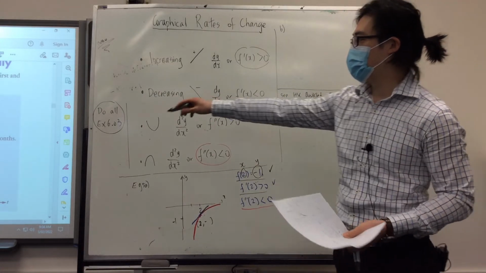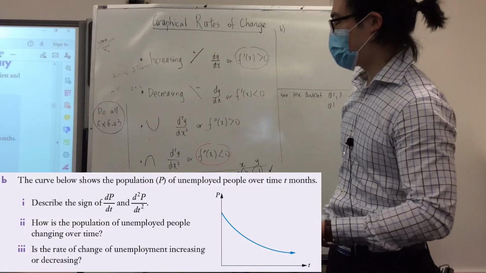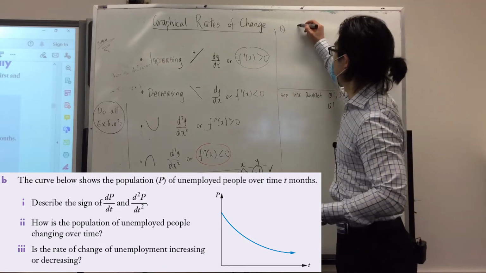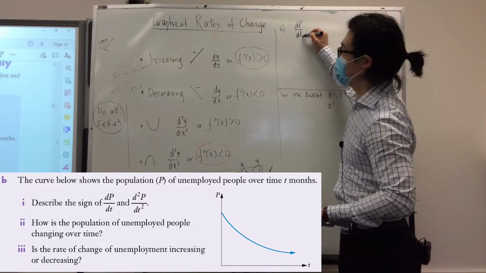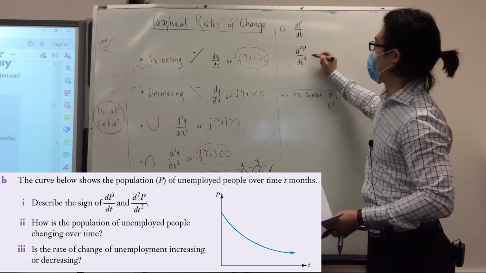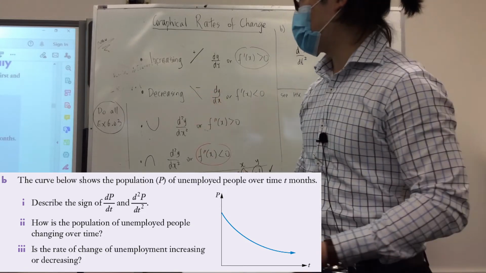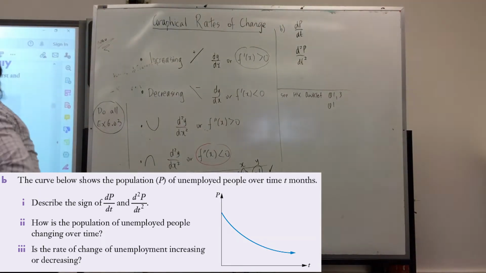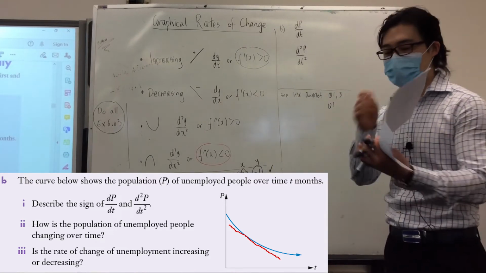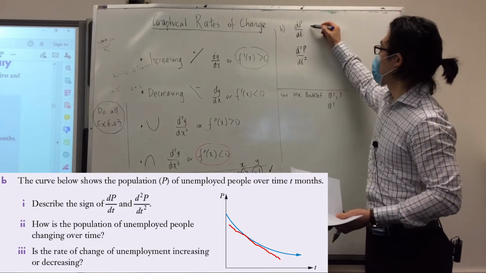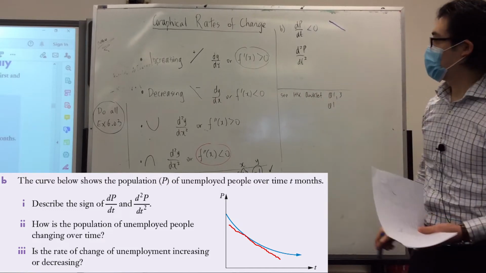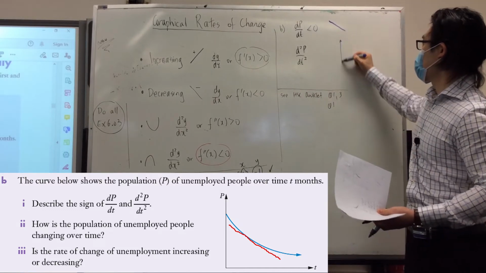So we're going to apply the same thing now, but we're going to go backwards. Let's have a look at example B, which you see over there with the graph. It says describe the sign of dP over dt and double differentiation of that graph. Okay, so from that graph, as we can see, if I drew a tangent, is that increasing or decreasing? It's going down, isn't it? So that means I know the gradient has to be less than 0, because it's decreasing.